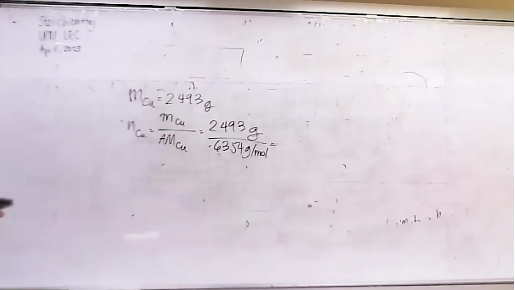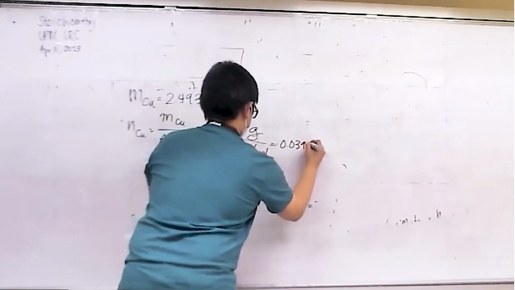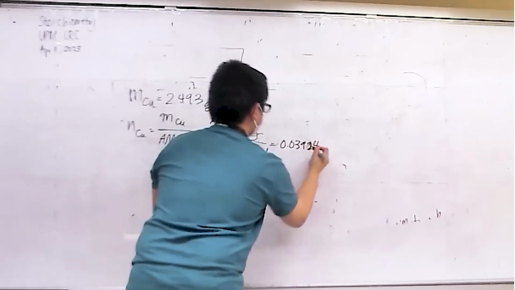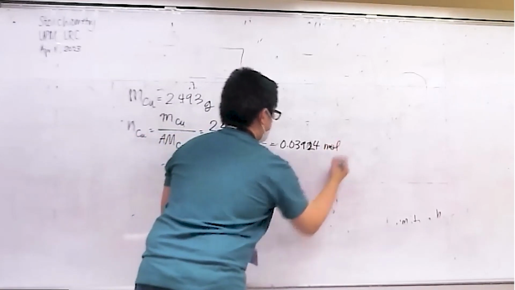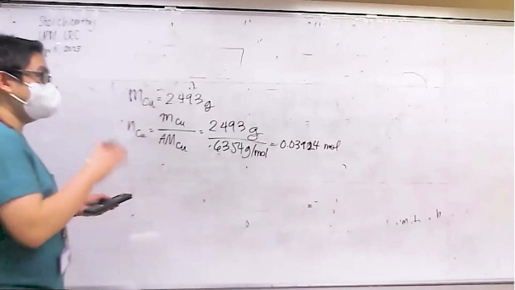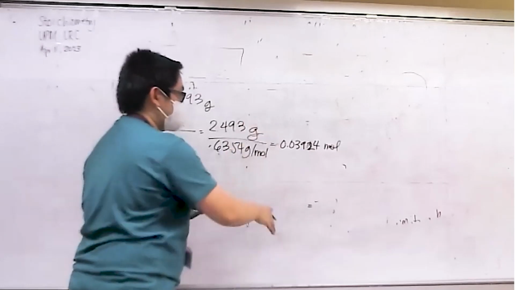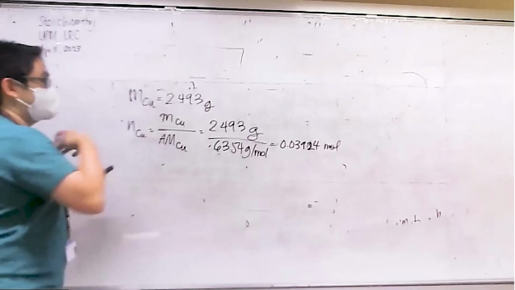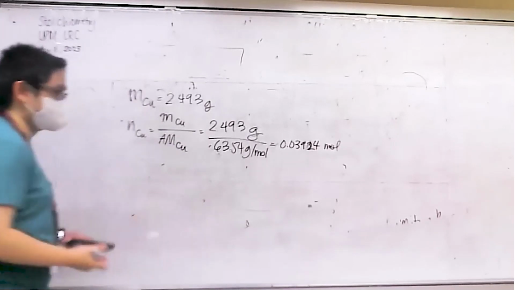I think the answer is 0.03924. Yeah, 0.03924 moles. But of course, since you're not yet done computing, always remember not to round off. Don't round off just yet. You just need to stick with that and use your calculator's answer memory, or just directly input it. It's up to you. As long as you get the right answer, okay lang yun.